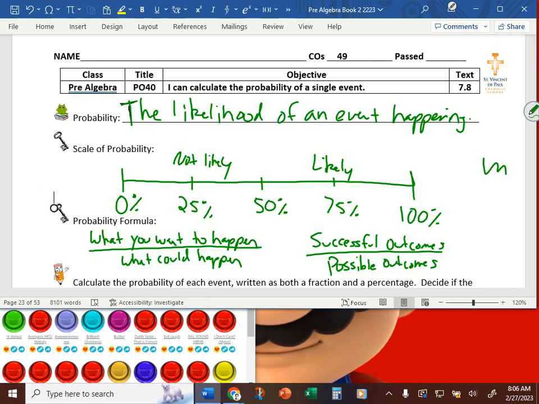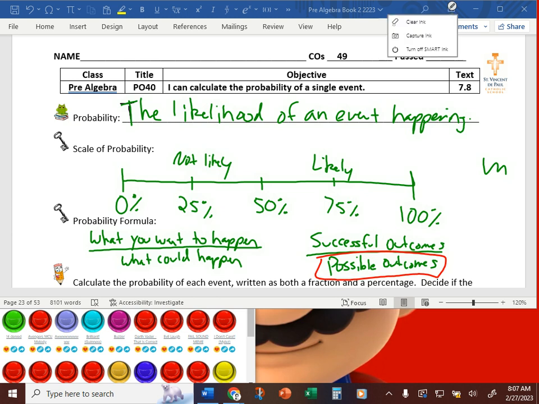Okay, counting principle. We spent PO39 essentially learning how to calculate this, right? The possible number of outcomes, if it's not given to you, we can calculate it using the counting principle. That's why that was a PO. Turns out it's pretty important to help us with probability in general, which is PO40 here. So today we're going to be focusing on this formula. What are the successful outcomes? How many possible outcomes are there? And then calculating the percentage that something is likely to happen. Okay? Questions so far?